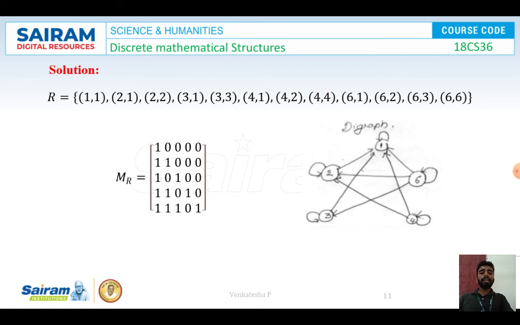(4,4) is a loop, again from (6,1) I'm drawing a line which is upward. (6,2), a line is moving from 6 to 2 here. (6,3), a line is moving from 6 to 3 here. (6,6), again it is a loop. So this is the matrix and digraph obtained from the relation R.